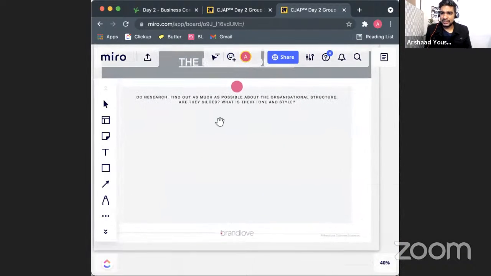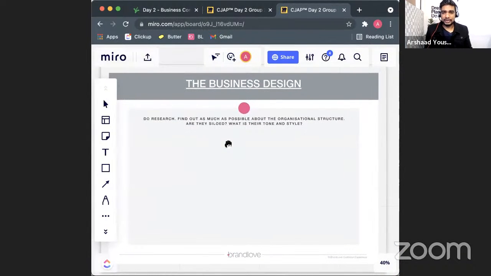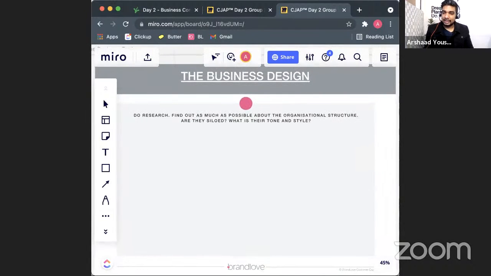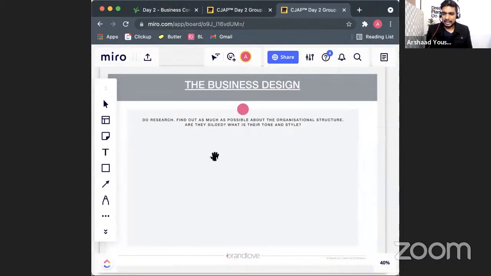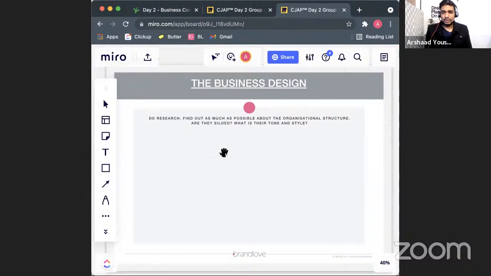In terms of the business design, in my experience this is quite difficult to find information on. But I don't want to disregard your research skills, so find out as much as possible about the organizational structure. Are they siloed? What is their tone and style?